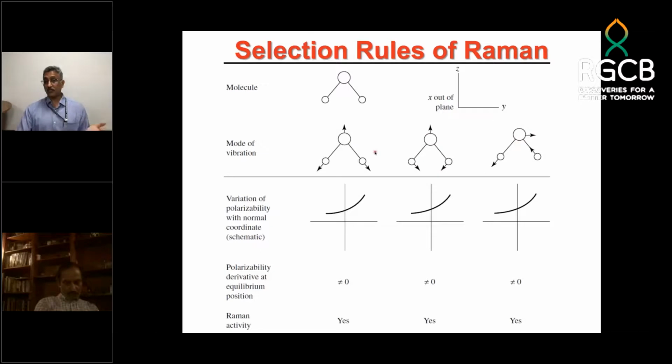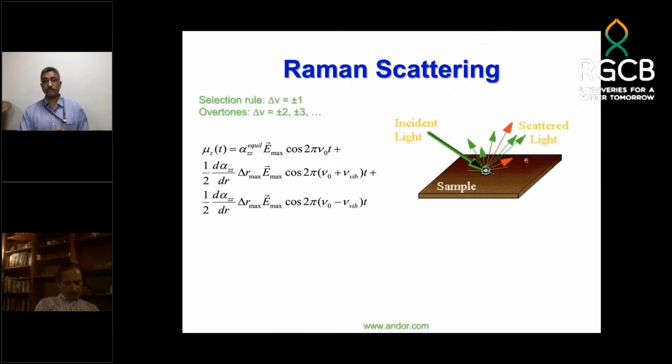If you take a water molecule, you can see that in all the cases, alpha will have a non-zero slope at the equilibrium. So that means all of these water molecule modes are actually Raman active. This is the symmetric stretching, this is the asymmetric stretching, this is the symmetric bending, and this is the asymmetric stretching.